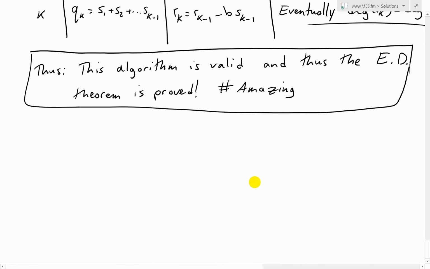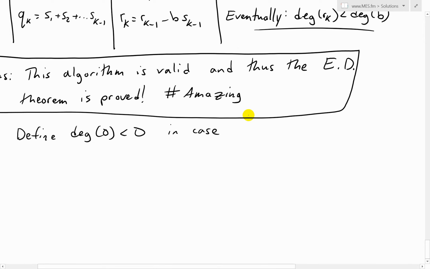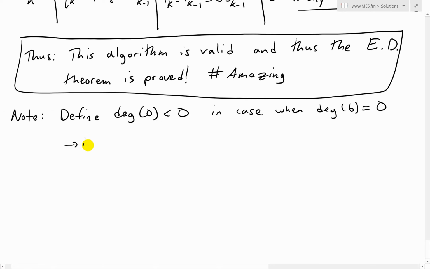And then again, note, as the Wikipedia does, it defines here the degree of 0 as less than 0, in case when the degree of B is equal to 0. An example of this is, if we had something like, let's say we had 9x polynomial divided by another polynomial 3, that's still a polynomial. This equals to our A over B, and if you just divide it out, that just equals to 3x.